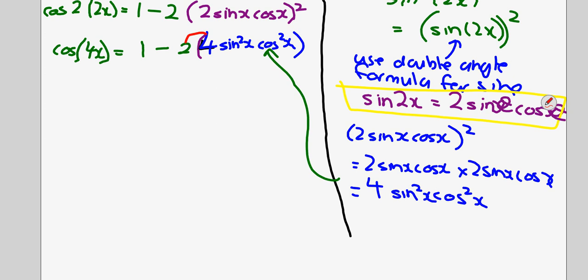So what we've done here is we've just multiplied that by that. Like Calvina said, it's cos 4x equals 1 minus 8 sine squared x cos squared x. So what's our answer? B equals 8. Yay!